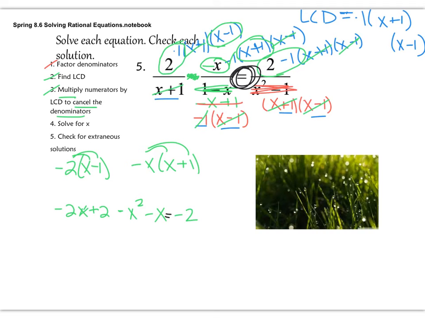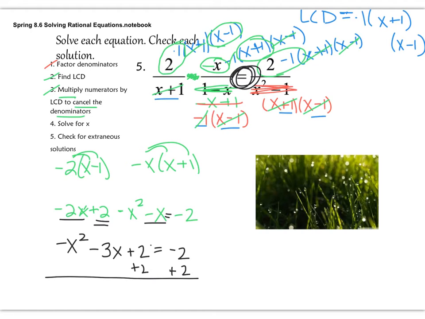All right, so the next thing we want to do is clean this up. I have a negative x squared. Negative 2x minus x is negative 3x. And I got a plus 2 equals negative 2. All right, so from there, we are going to set it equal to 0 since I have an x squared. So I will add 2. Those do not cancel. Most people want to cancel those. So I get negative x squared minus 3x plus 4 equals 0. Those cancel.